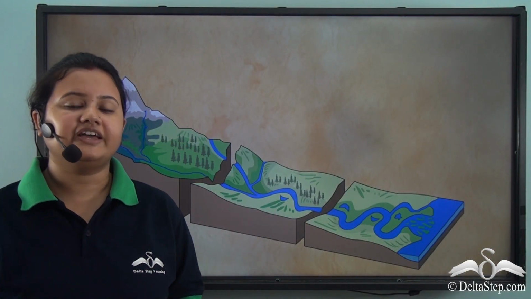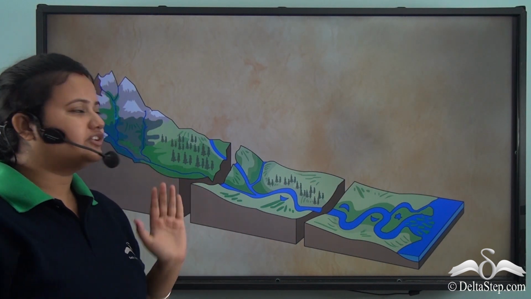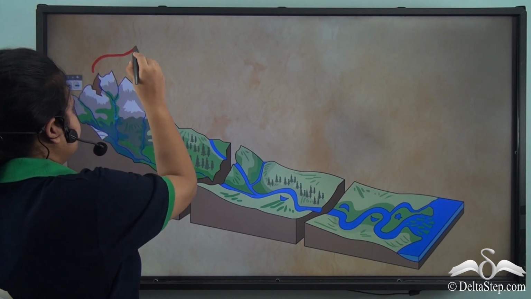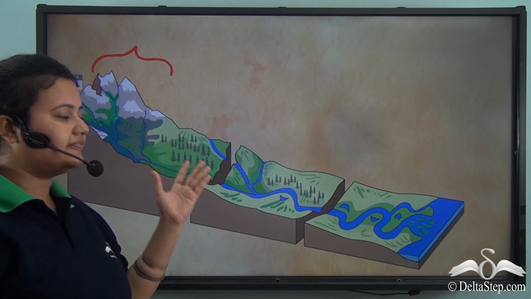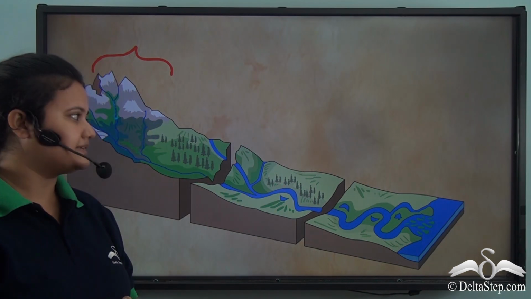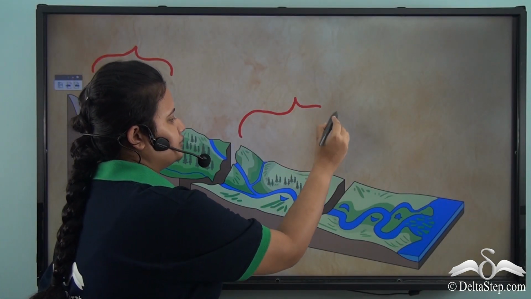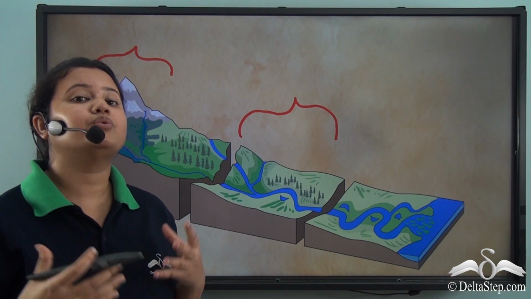We know we can divide the journey of a river in 3 different stages. The first stage where a river originates is called the upper course of a river. A river generally originates in the mountains and then it flows down the plains. The second stage of a river is known as the middle course of a river. Here, a river grows in size and it becomes more powerful.